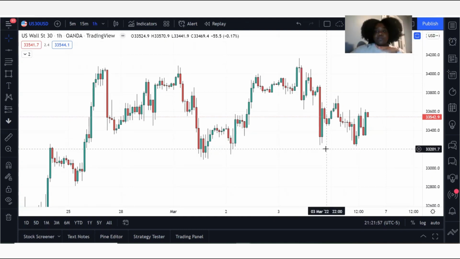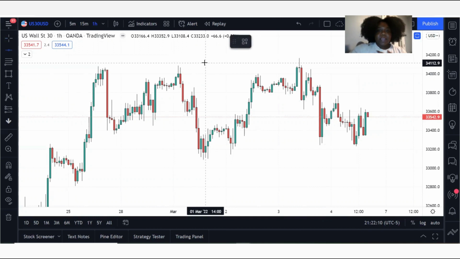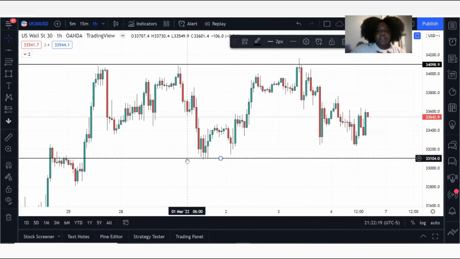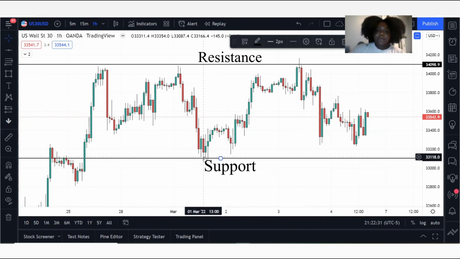So support would be your floor, resistance would be your ceiling, and the market is pretty much bouncing up and down between your floor and your ceiling. Let's say I draw a line right here, because every time it touches this spot, it goes back down. And then I will draw another line down here, because when it touches this spot, it comes back up. The ceiling is your resistance and the floor is your support.